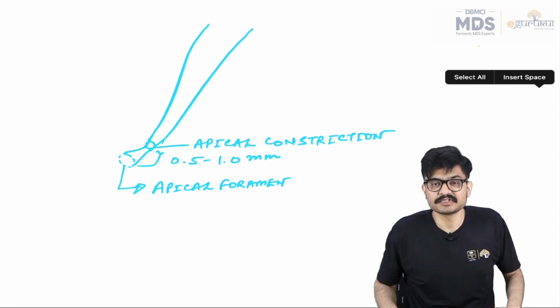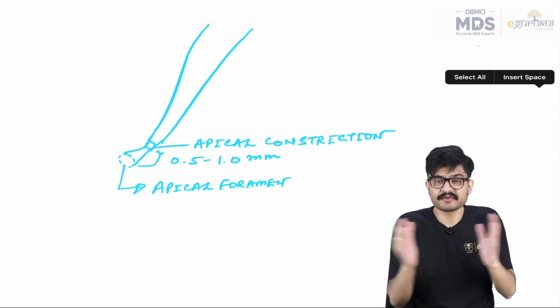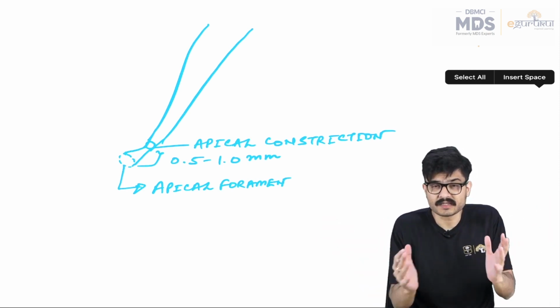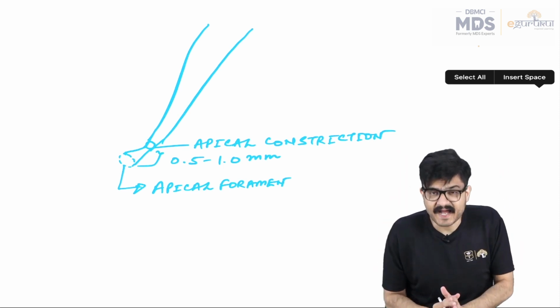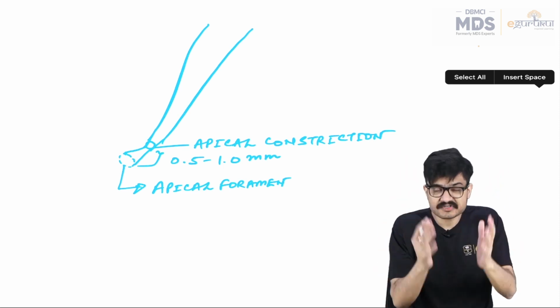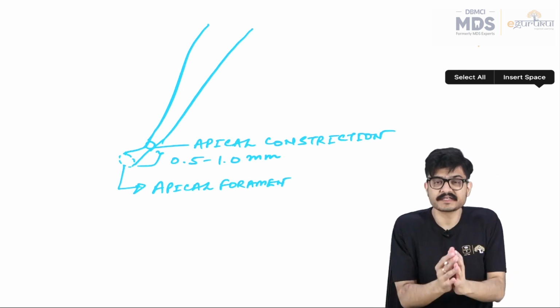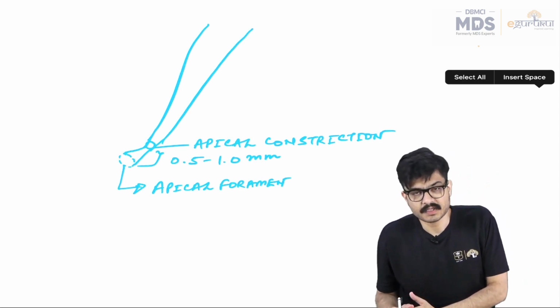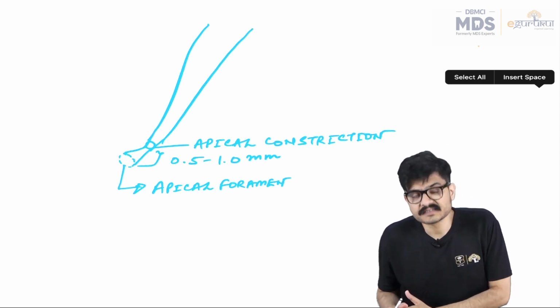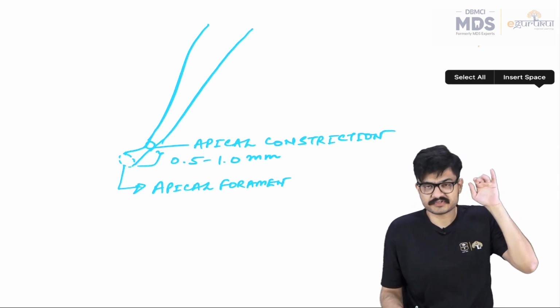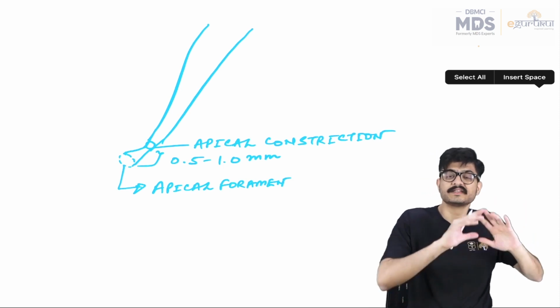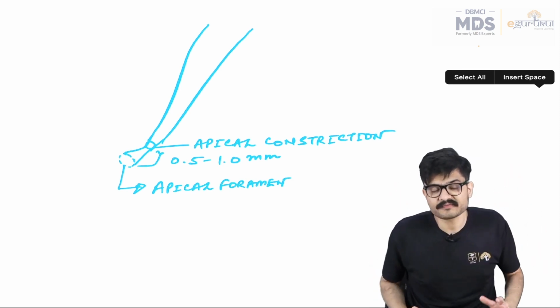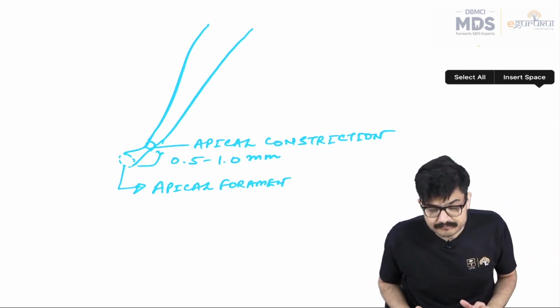Now, I don't want to tear my apical constriction and lose out on the natural constriction that I have, because that would provide a nice, positive, snug fitting of my gutta-percha obturation system when I obturate the root canal system. I want to stay restricted to the histological dentine pulp complex when I'm cleaning my root canal system, number 1.